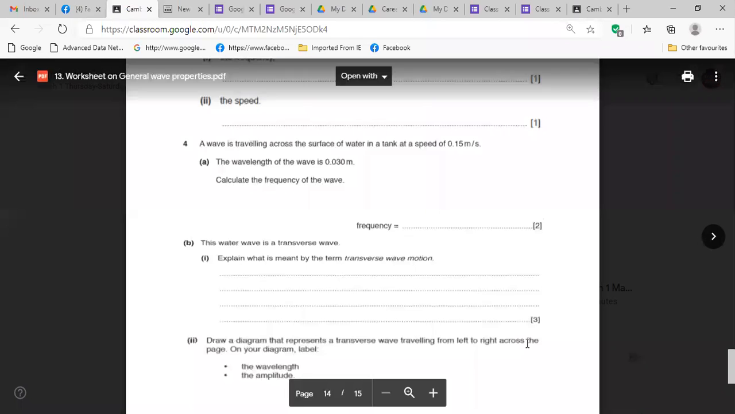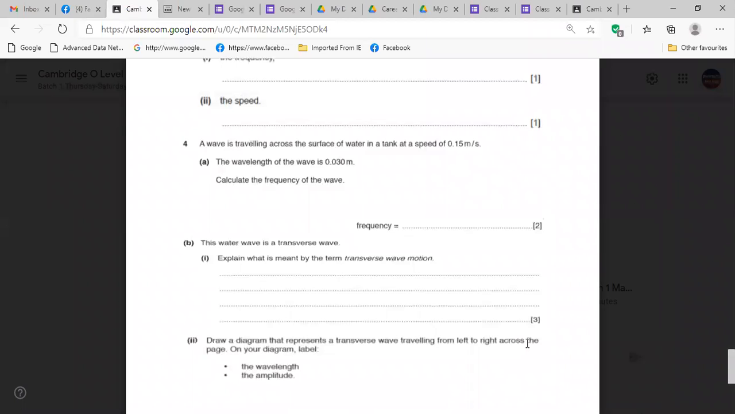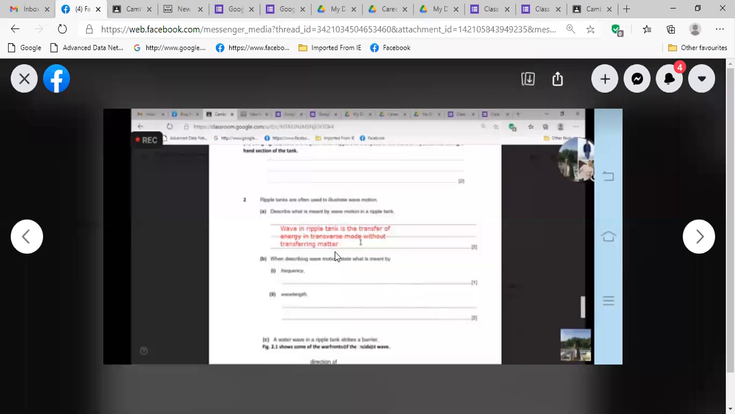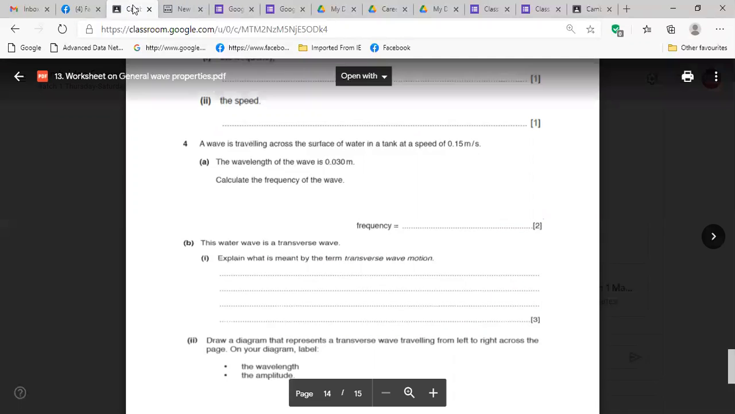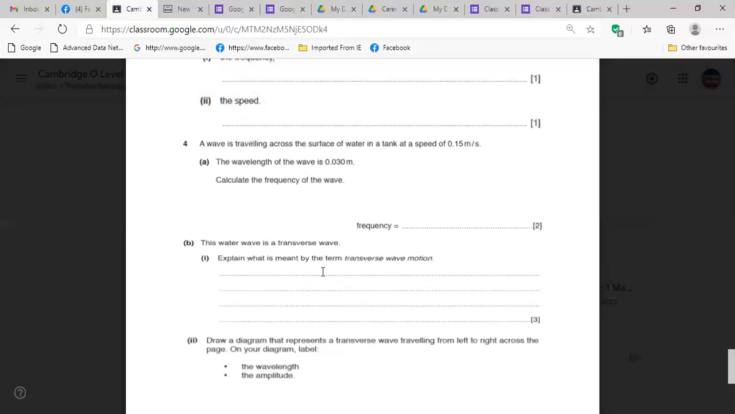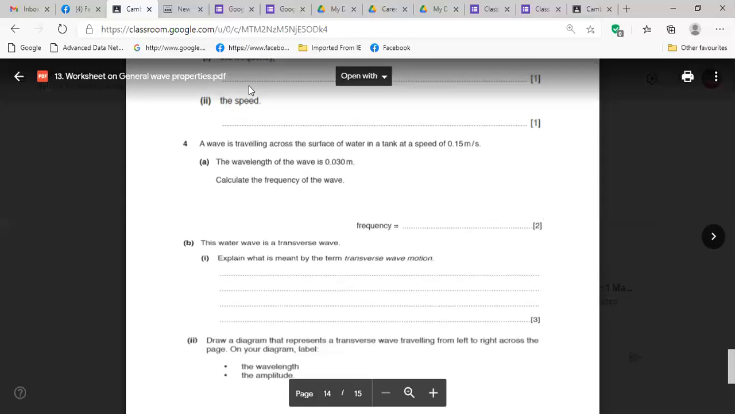So here we have 3 marks. We have to arrange it in 3 points. We have previously 2 points. Now we have to add another point by explaining what is transverse. Okay, is it clear? Yes, sir. So what we have to do? Your previous answer you wrote: wave in ripple tank is the transfer of energy. Now here they wrote the question, transverse wave motion. So you will start your answer this way.